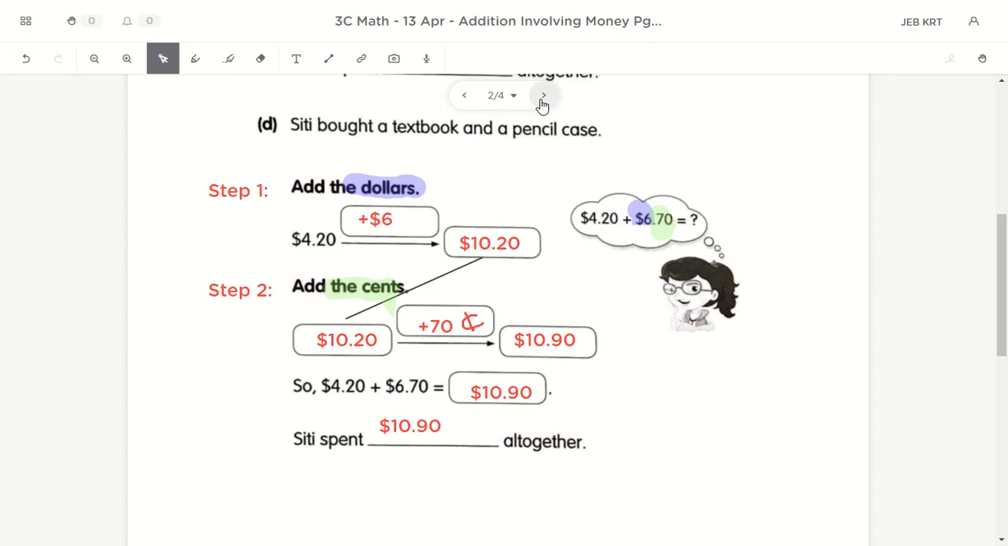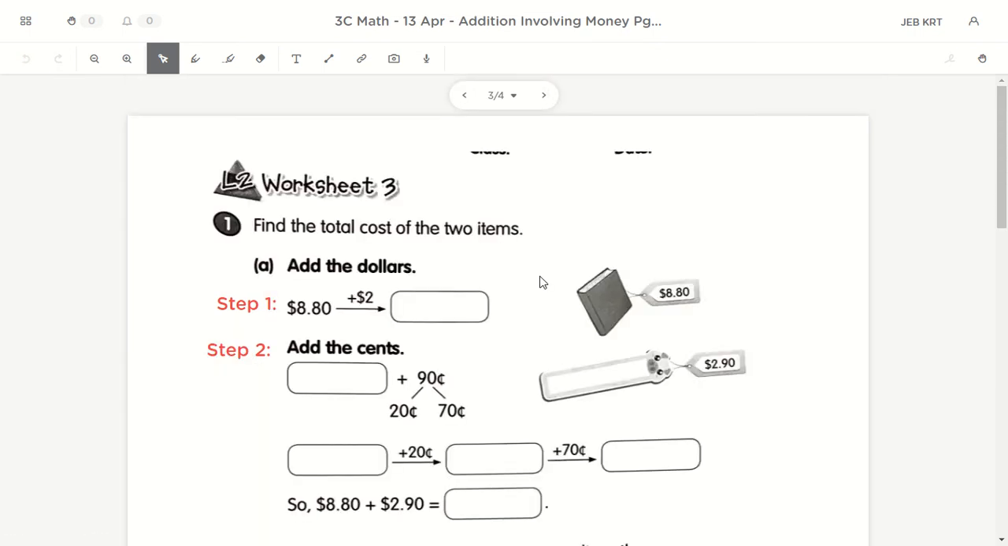Alright, now let's go on to page 3. So just now, what you have is those without regrouping. Now you're talking about regrouping within the cents. Okay, because you add the cents up, you realize it'll be more than $1. So in terms of mental calculation, you need to use number bonds to help you add quickly and easily.